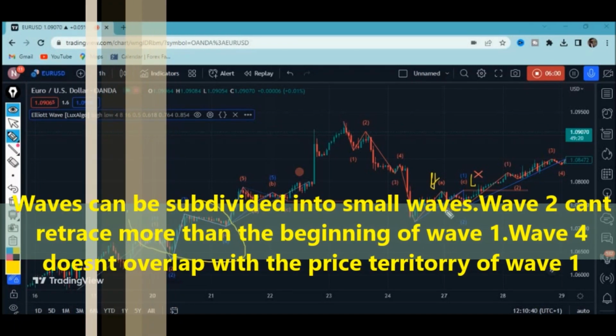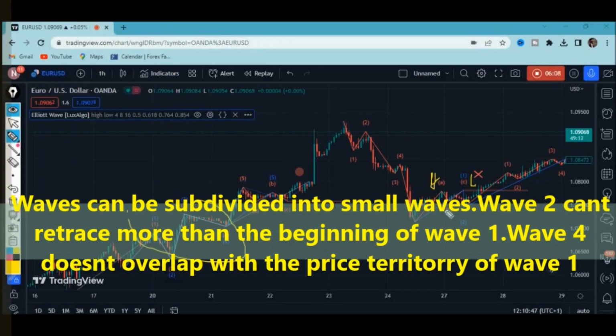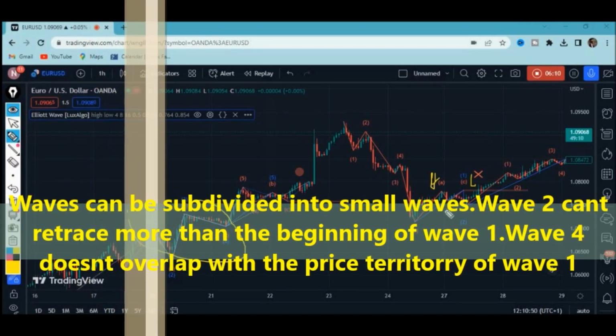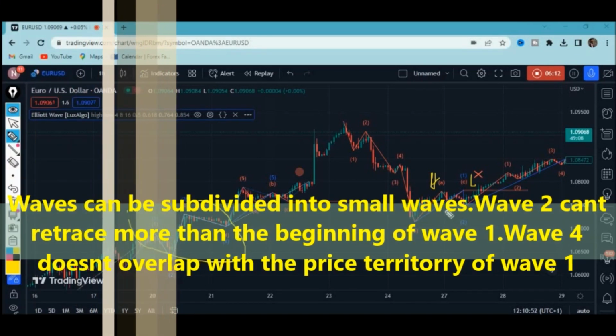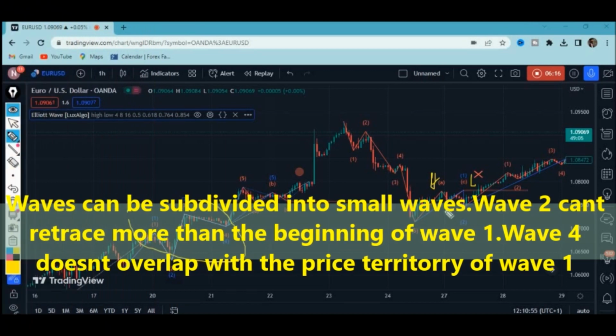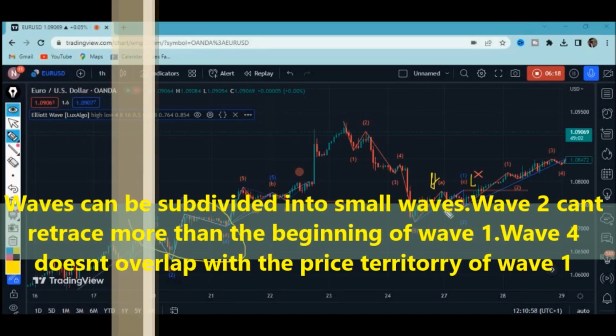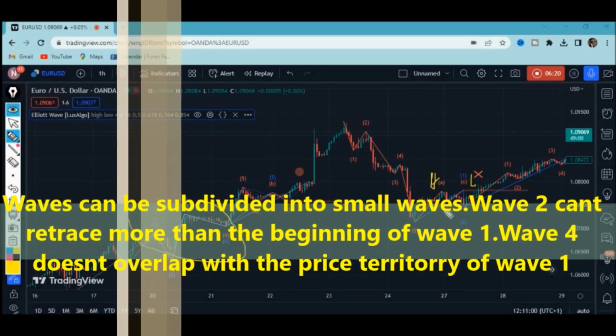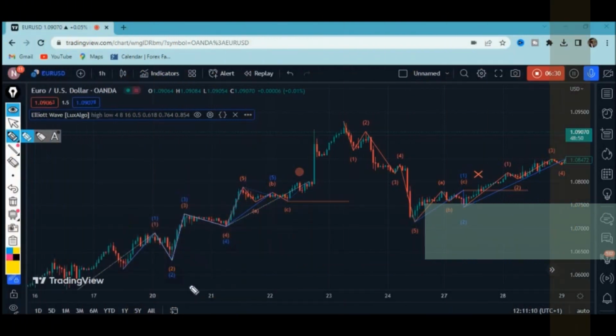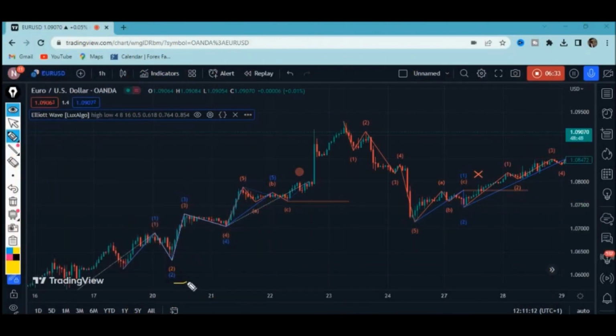Wave 2 cannot retrace more than the beginning of wave 1, and wave 4 doesn't overlap with the price territory of wave 1. That is so easy to understand, like the waves can be further subdivided into smaller waves. Example over here, wave 2 is actually this one over here, and it can't retrace more than the beginning of wave 1. You understand me? Wave 4 as well doesn't overlap with the price territory of wave 1.